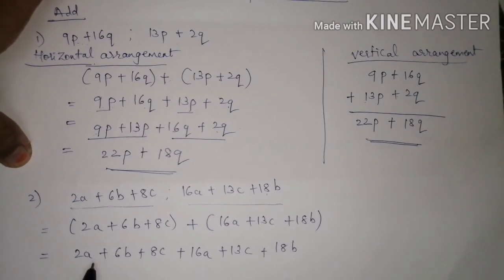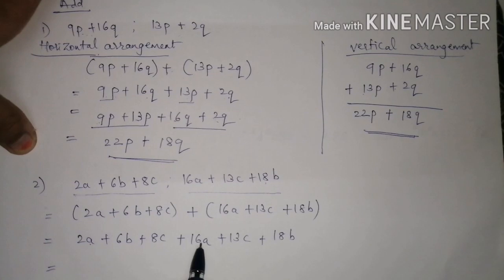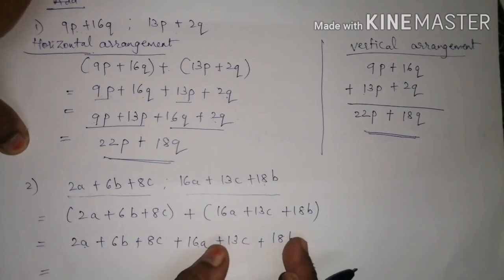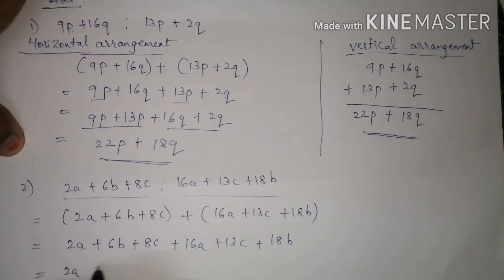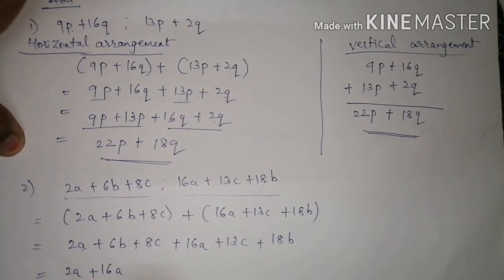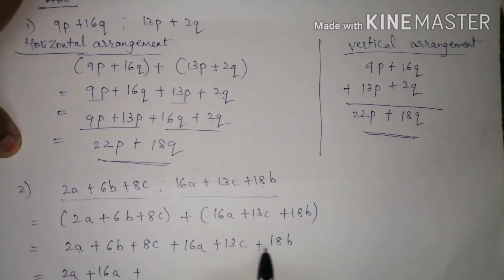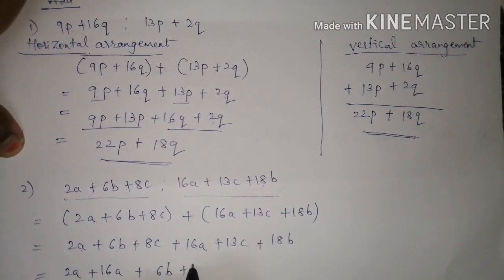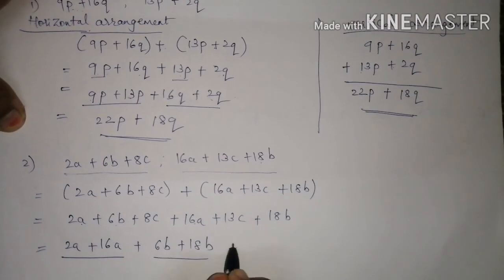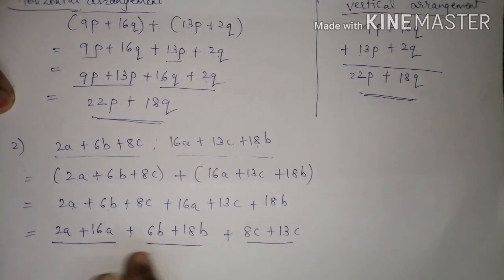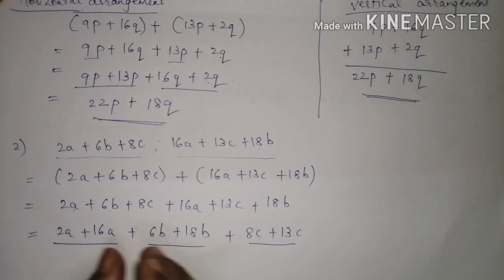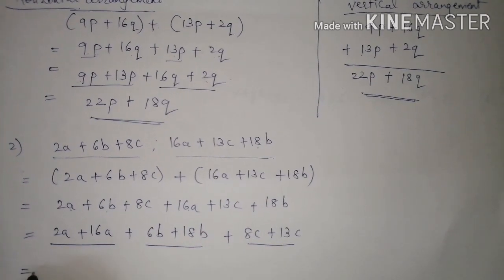Now what is the next step? Collecting like terms together. A will be written together, b together, c together. So 2a plus 16a, these two are like terms, plus 6b plus 18b, plus 8c plus 13c. So a, b, c like terms we have collected together. Now we will add.